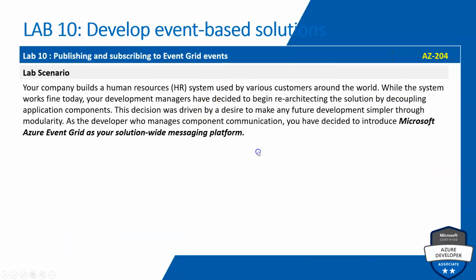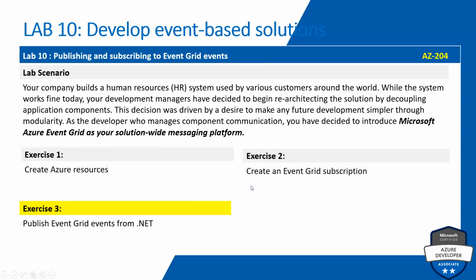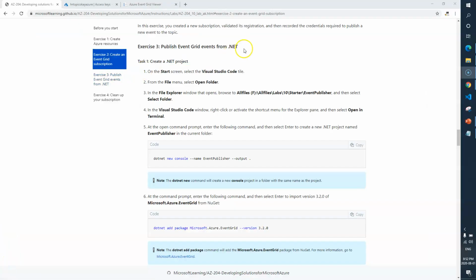So here is the lab scenario, and so far we are done with Exercise 1 and Exercise 2. In this video we'll work on Exercise 3. So basically we are going to write some code. Okay, so let's go to the instruction page. Exercise 3 says publish event grid events from .NET.